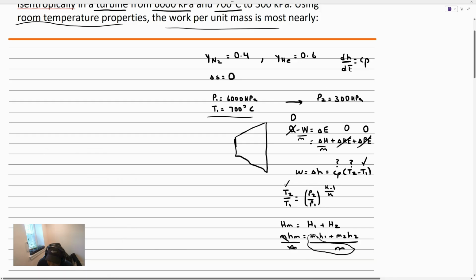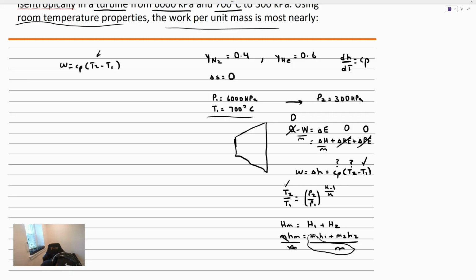What we're going to do is that work per unit mass term, it's equal to Cp multiplied by T2 minus T1. And we know something about T2. T2 is just T1 multiplied by the pressure ratio raised to the (k minus 1) over k. If we go ahead and plug that in and make some substitutions, what we get is Cp T1 multiplied by (P2 over P1) raised to the (k minus 1) over k. If we take that and subtract off 1, we have the work per unit mass.